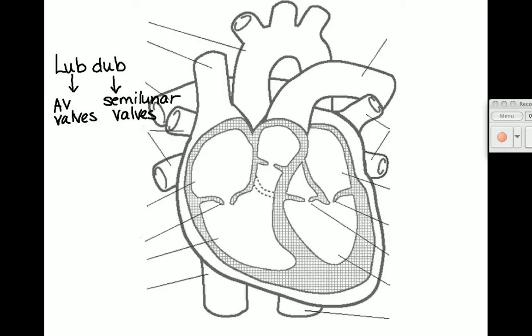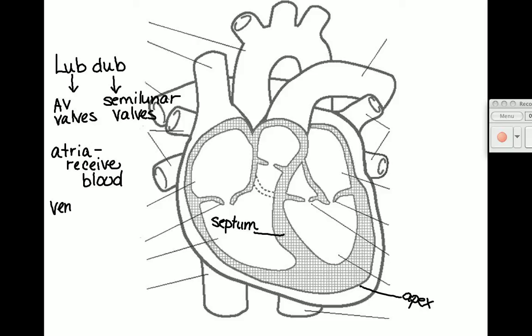There's one more area on the heart, and this is this tip here of the heart. This is called the apex of the heart. And then this wall that actually divides the left and the right ventricles is referred to as the septum. Now the atria and the ventricles basically each have their own function as well. The atria function to receive blood, whereas the ventricles, their main function is to pump the blood.